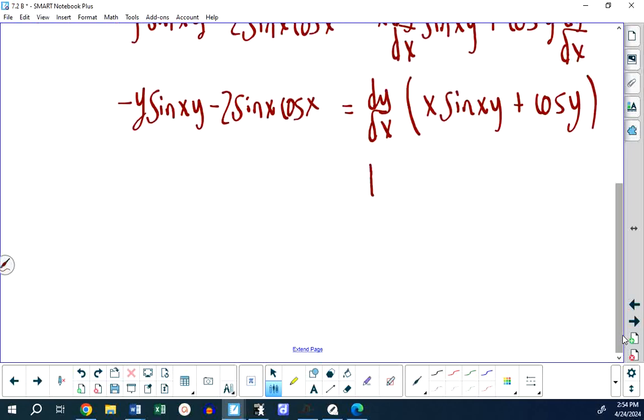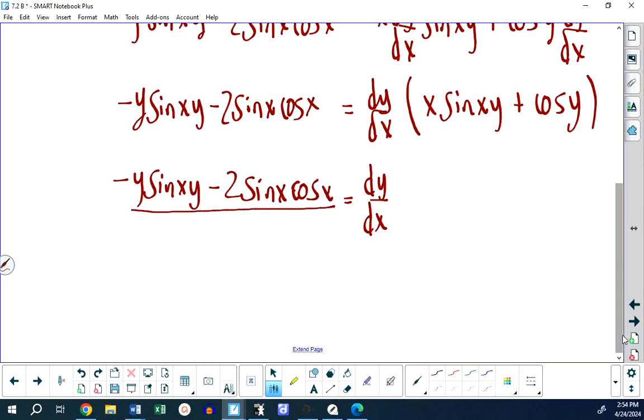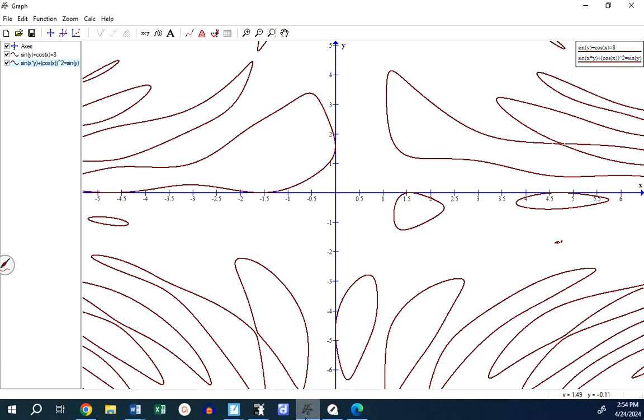And that leaves us with the derivative of y with respect to x of negative y sine xy minus 2 times sine x cos x over x sine xy plus cosine of y. So if you knew the coordinate pair x, y for a particular point on the graph of this relation, you would put those numbers in, and it would have to be in radians, to find the slope.